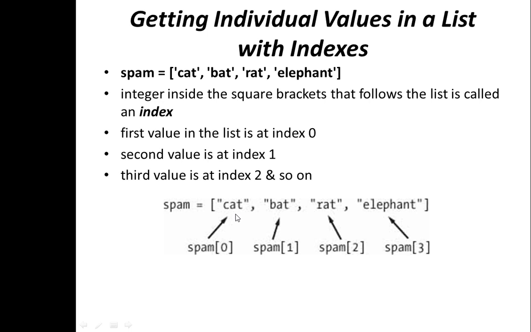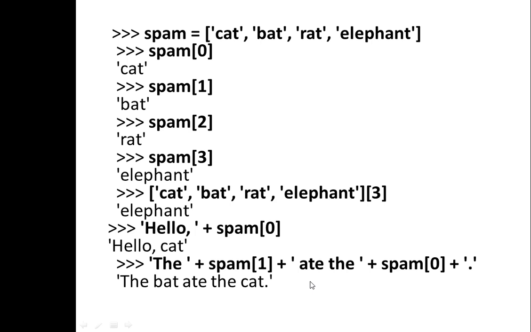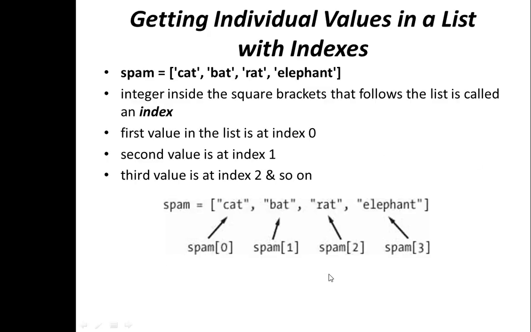If I want to access cat, then I have to give spam[0] enclosed within square brackets. If I want to access bat, then I give spam[1]. So that means what? Index, the 0, 1, 2, 3 is the index. And when you are accessing the items of a list, it starts from 0. If you start from the left hand side, the index starts from 0 and then it goes on incrementing 0, 1, 2, 3, so on.